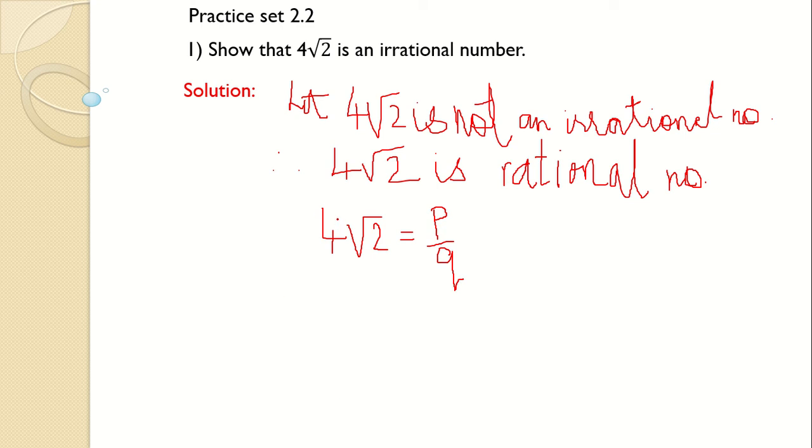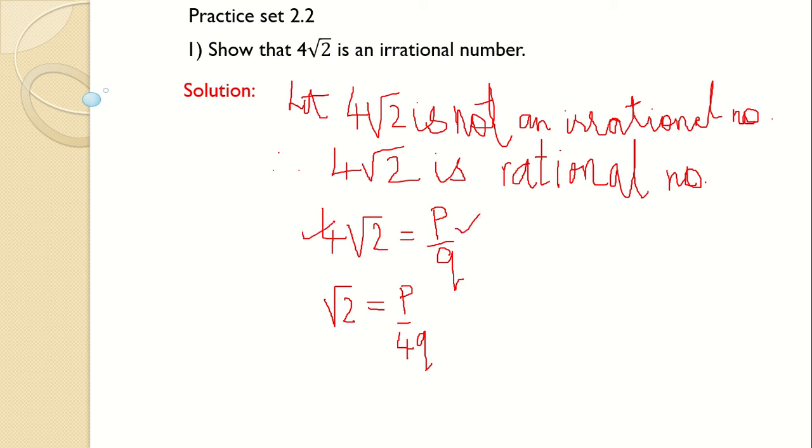Now this number 4 is multiplied with root 2. I'll take it that side, it will become division. Therefore root 2 is equal to p by 4q. So far I have just assumed 4 root 2 is a rational number. Since it is a rational number, I can represent it in p by q form, and I have only taken this 4 that side. Now I know in this statement this p by q is rational.